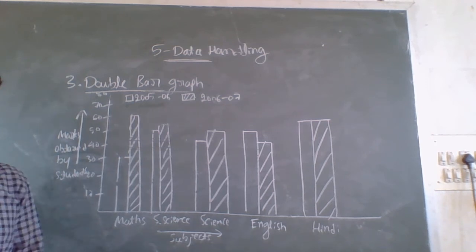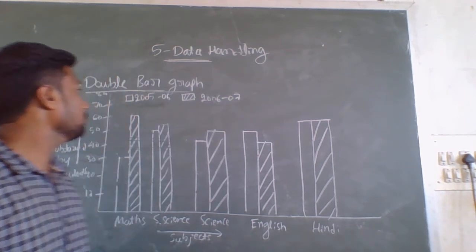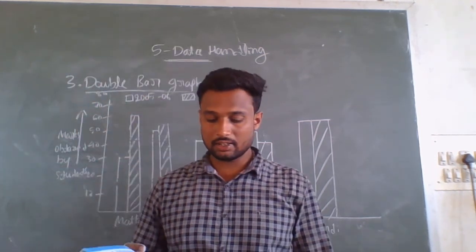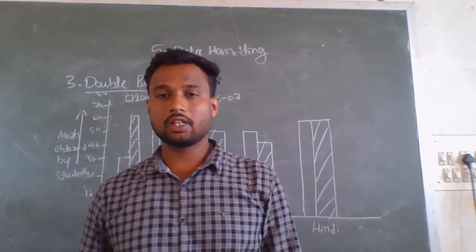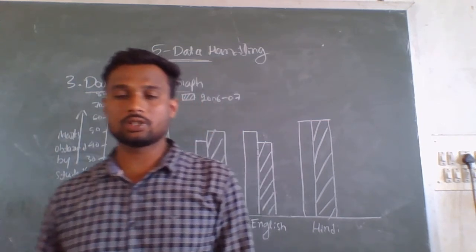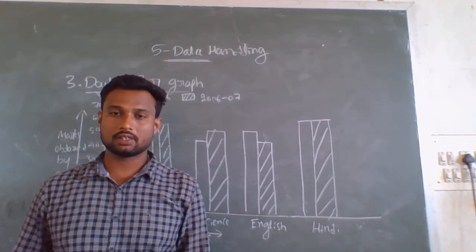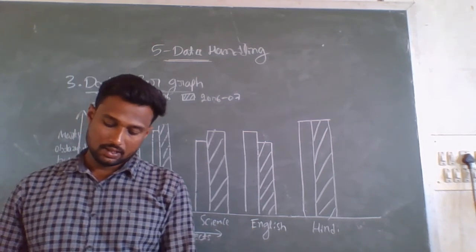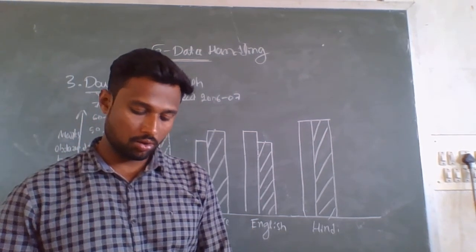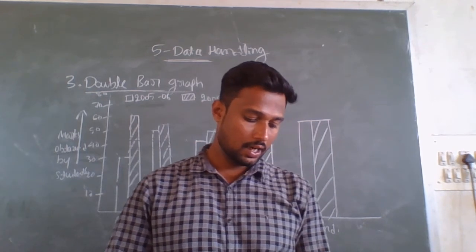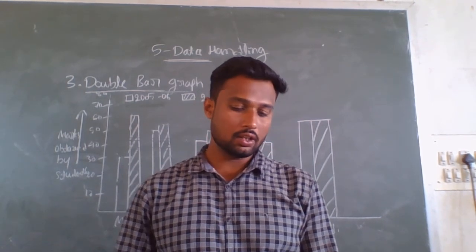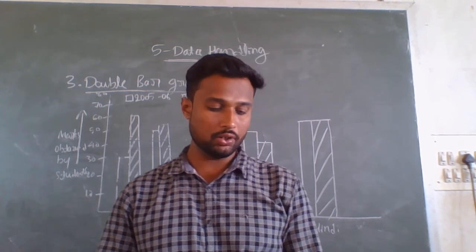I hope you all are clear with these examples. This double bar graph indicates two sets of data simultaneously, always two sets of data simultaneously. In the next class, I will continue with some other examples on organizing data and grouping data. After that only, I will continue with exercise 5.1.